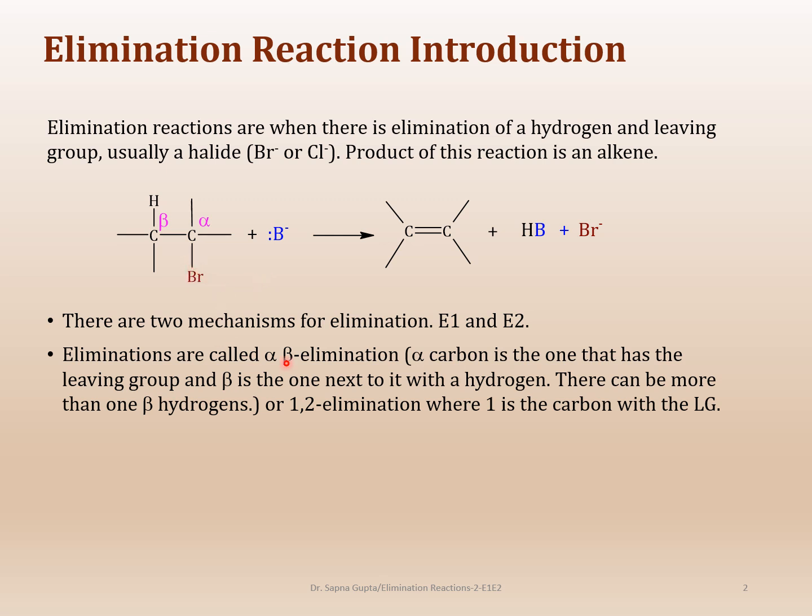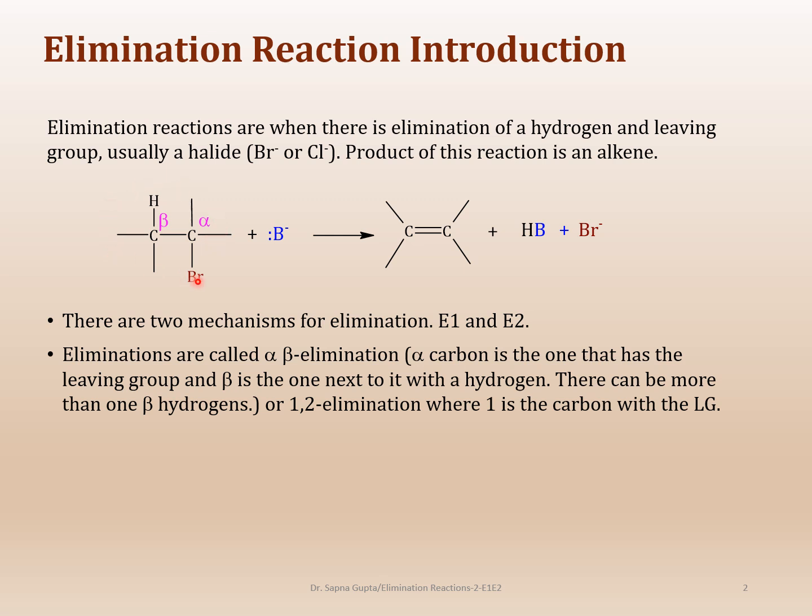Some other things to talk about before I get into E1, E2 is the fact that these kinds of eliminations are known as alpha beta eliminations. Alpha is the carbon that has the leaving group, beta is the carbon that has the hydrogen. These are also called 1,2 eliminations. Again, one carbon is the one that has the leaving group, carbon number 1. So 1,2 elimination or alpha beta elimination, however you want to look at it.